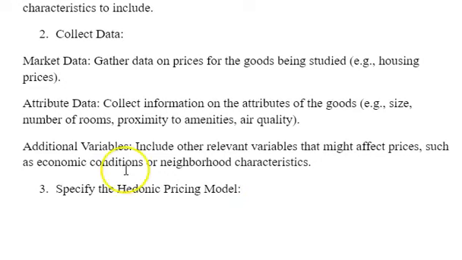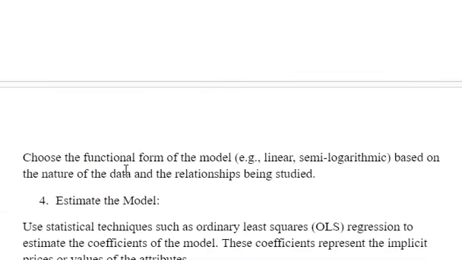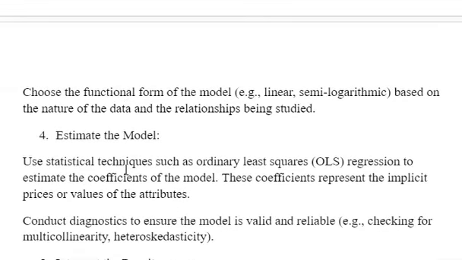Then third one, specify the hedonic pricing model. Choose the functional form of the model, linear or semi-logarithmic, based on the nature of the data and the relationship being studied. Then estimate the model. Use statistical techniques such as ordinary least squares regression to estimate the coefficients of the model. These coefficients represent the implicit price or value of the attribute.